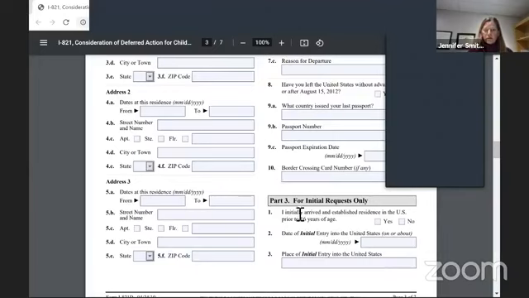Okay, so part 3 down here. The first question again is confirming your eligibility for DACA. It wants to verify that you entered the US before you turned 16. So for anyone applying for DACA initial applications, you need to be able to check yes to this box. If you can't check yes to the box, then you don't qualify at this time.